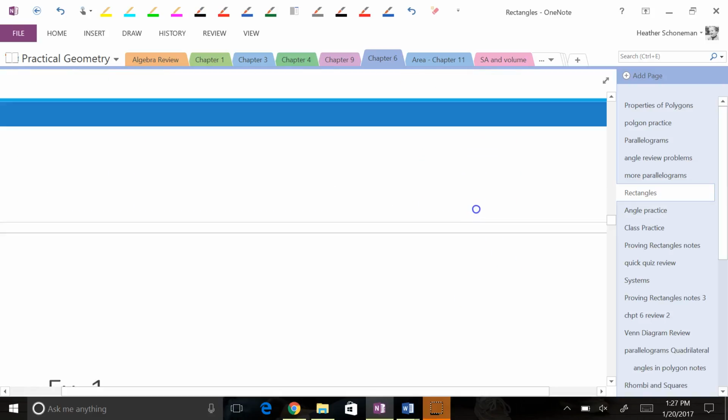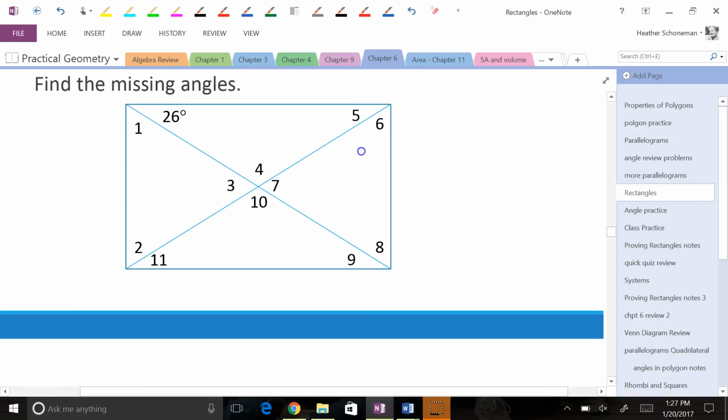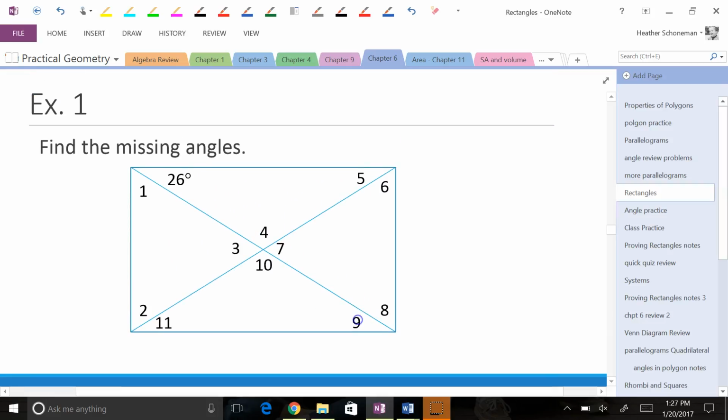All right, let's look at the next example. We're going to fill in some missing angle measures. We have to think about what we know about a rectangle. We know in a rectangle, the four corners are 90 degrees. So if we do 90 minus 26, what do we get? 90 minus 26 gives us 64, so angle 1 is 64.